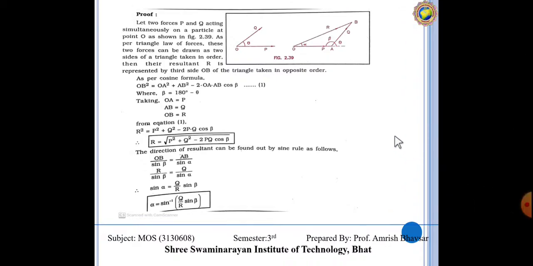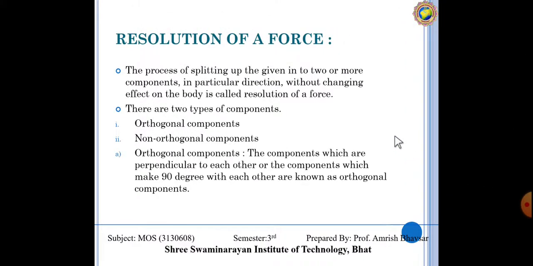So what do we mean by resolution? That also we discussed in the previous lecture, but still today we are going to continue this method, so we are going to repeat those things. Resolve means the effect of the force in a particular direction that is known by us. Resolution of force is basically of two types: first orthogonal and second non-orthogonal.